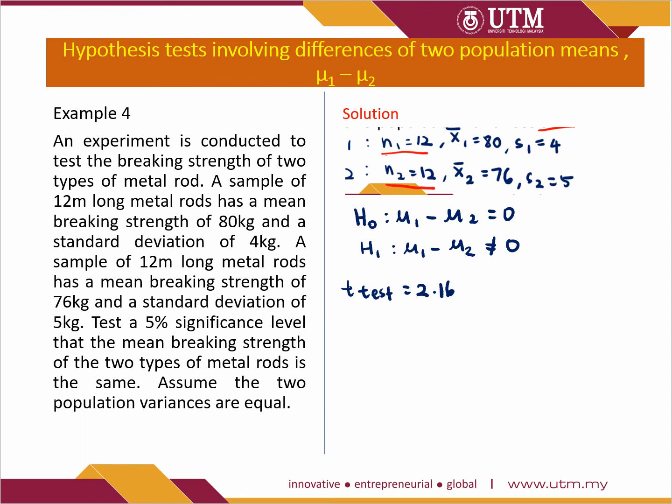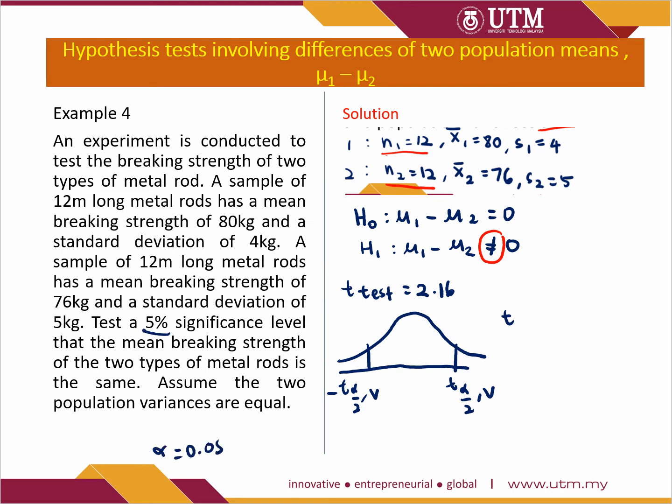So now we need to identify the critical value. Since the alternative hypothesis involves no equal sign, we will divide alpha into 2. So it will be negative T alpha over 2, with degree of freedom V, and this one would be T alpha over 2, V. Given alpha is equal to 0.05, alpha over 2 would be 0.025.